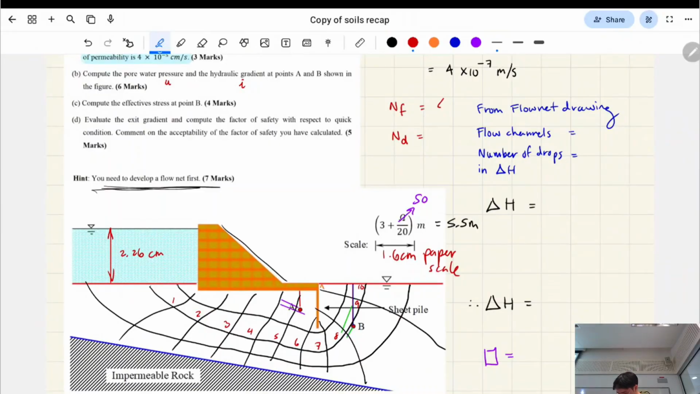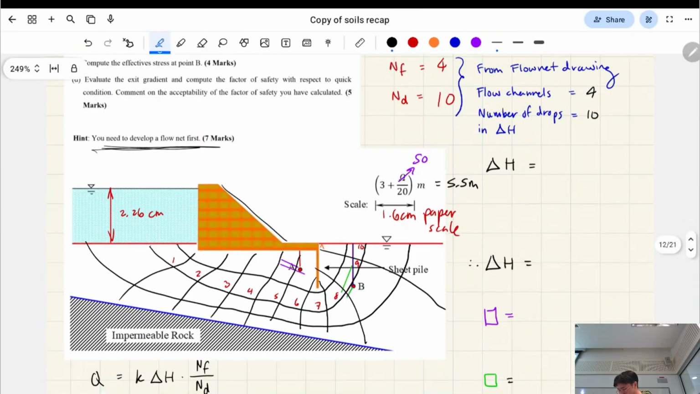Very good. And ND is the number of drops, right? So that's how many squares going perpendicularly, right? So I counted them across, it was 10. Okay. So again, that's based on the flow channels and the number of drops, so 4 and 10.